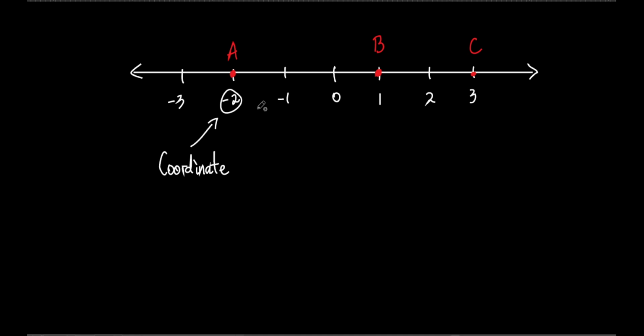So what if it was a quiz or a test, and I said, what is the coordinate of point B? What would you say? It's 1. You would just say 1. Okay, where is it on the number line? It's at the number 1. What is the coordinate of point C? 3. Easy, right? +3, that's fine. Or just 3. Everybody got it? Okay. What if I said, what's the coordinate of point D?